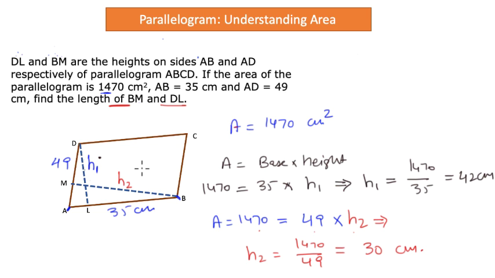So this was a simple application where we were given two dimensions and were supposed to find the other two dimensions, the heights. So the point is, for a parallelogram, to find the area, we need the base and the height. The same formula as a rectangle. There can be two heights in a parallelogram. It depends on which base you are choosing.